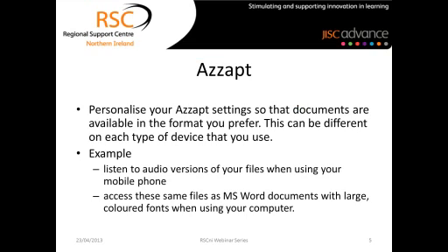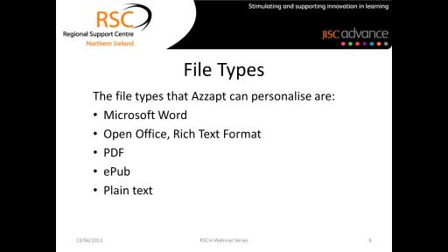Now you can personalise your Azzapt settings so that the documents are available in the format you prefer, and this can be different on each type of device that you use. So for example, you can listen to audio versions of your files when you're on your smartphone, and you can access these same files as MS Word documents with large coloured fonts when using your computer. The file types that Azzapt can personalise are Microsoft Word, OpenOffice or RTF, rich text format, PDFs, EPUB and plain text.